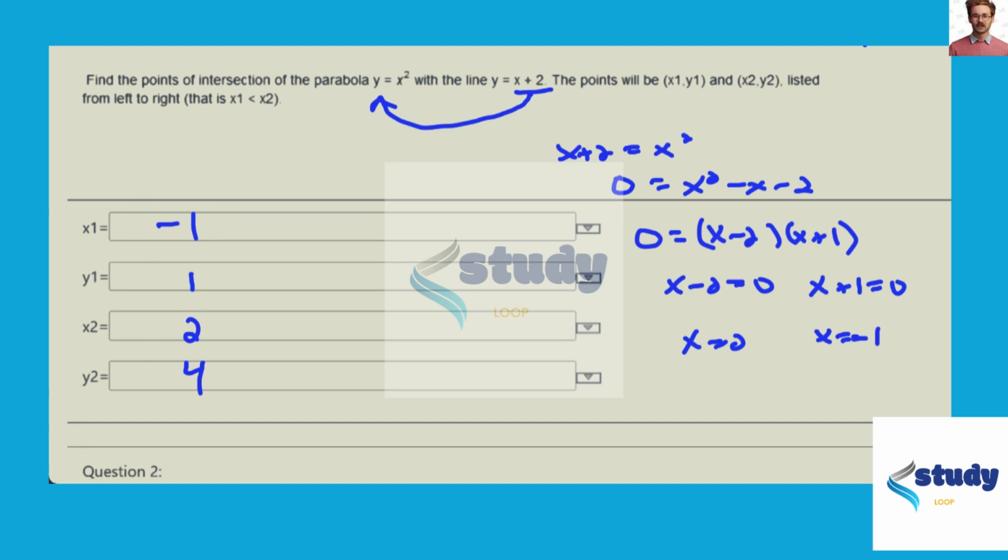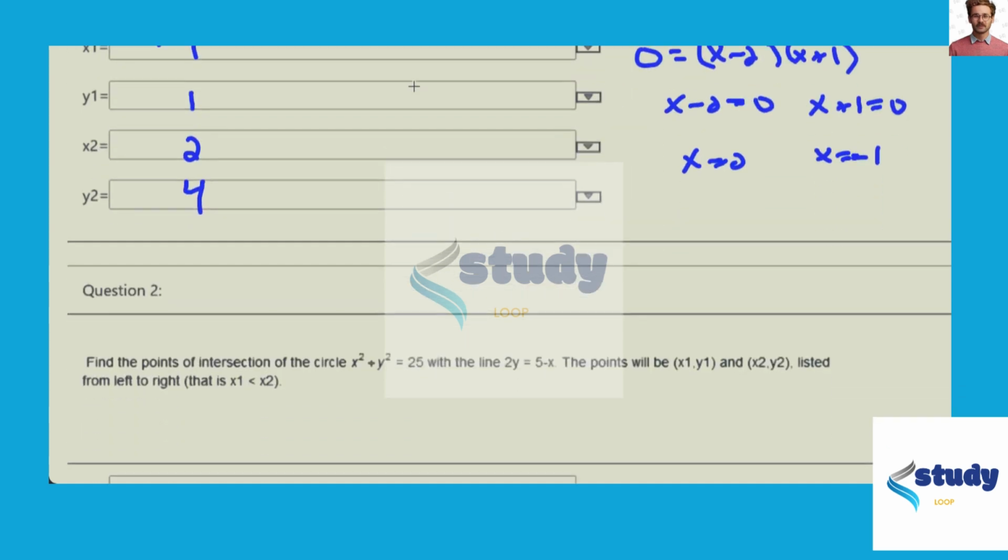How do you find the y's that go with it? Well, when x is -1, then you substitute that into y equals x squared, like y equals -1 squared, which is +1. And if x is 2, then y equals 2 squared, or 4.